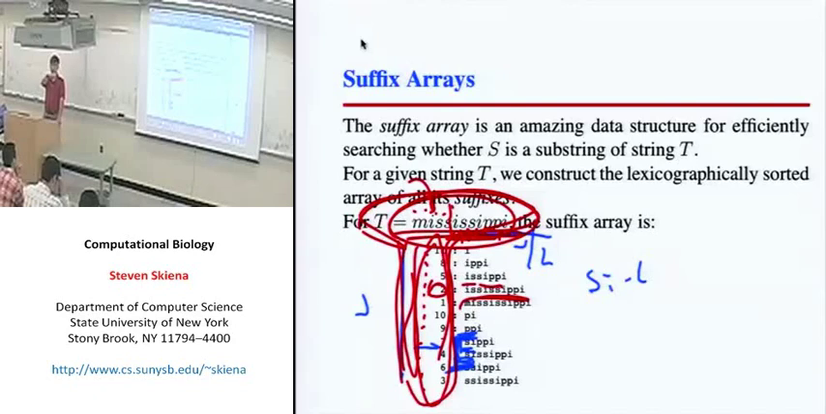This, to me, is very slick. It's kind of an amazing thing, right? Very little memory. It's just n integers plus the original string. And now you've got an index on it. Any questions?